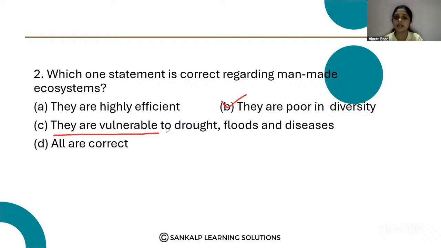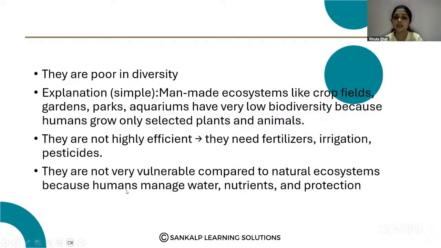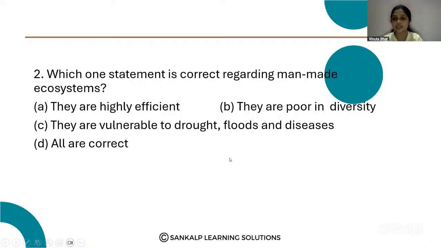They are vulnerable to drought, floods and disease. They are not vulnerable to drought, flood and disease. Why? Because compared to the natural ecosystem, they manage the water and nutrients and protect the soil by growing some plants. So they are not vulnerable to drought, flood and disease.